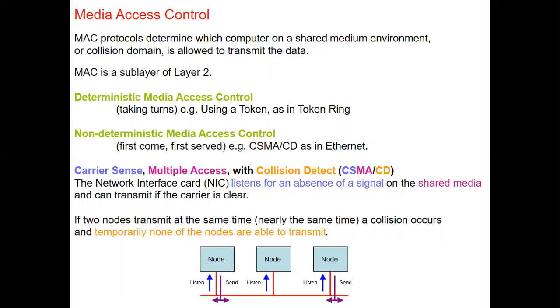Look at this diagram. We've got node 1, node 2, node 3. All these nodes are listening, okay? Node 1 is listening and sending, isn't it? Node 2 is listening, not sending, because if it sends, it will collide.